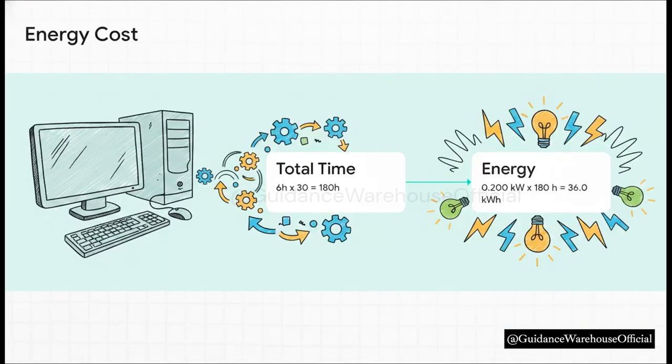Let's calculate a real-life energy bill. Say you have a desktop computer that uses 200 watts, which is 0.200 kilowatts. And let's say you use it for 6 hours a day, every day, for a standard 30-day month. First, find your total time. 6 hours a day times 30 days equals 180 total hours. Next, we multiply our power times our time to find the energy. 0.200 kilowatts multiplied by 180 hours gives us exactly 36.0 kilowatt-hours of energy consumed for that entire month.